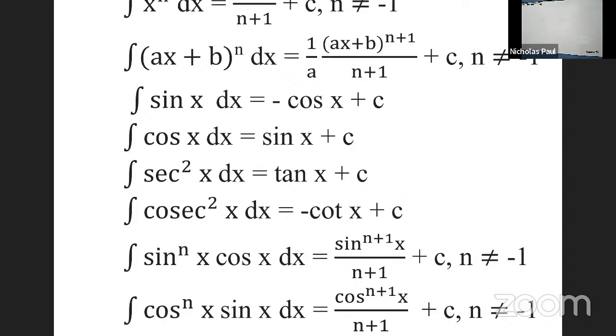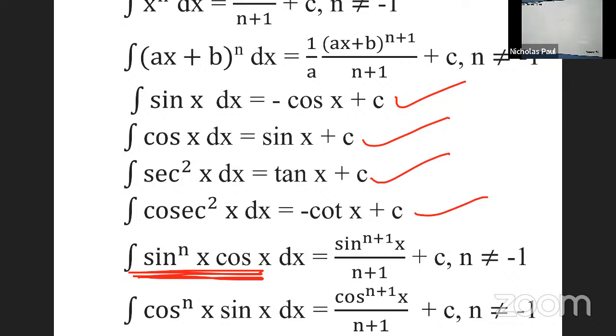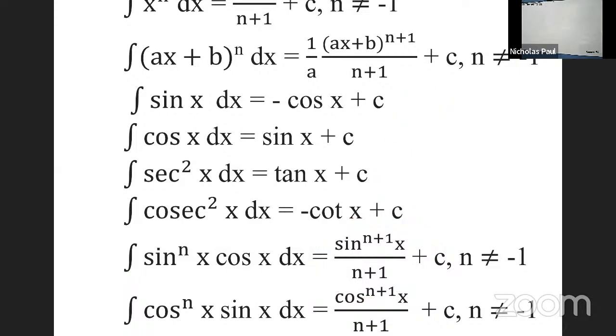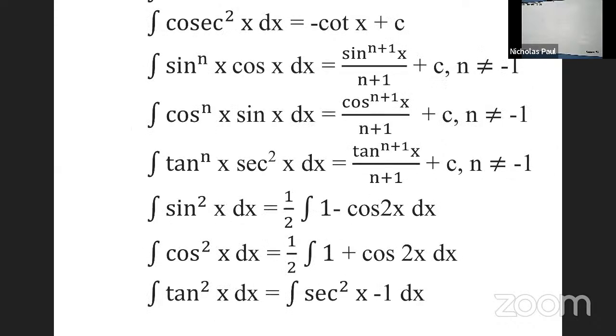The integral of sine is minus cos, the integral of cos is sine. The integral of sec squared is tan x, the integral of cosec squared is minus cot. This is a really nice rule that you could use to integrate sine nx cos x, and I will show you a technique that you could also use to get that answer. It's called integration by substitution. I'll show you this now. And the last few here, you have to learn all these integrals.